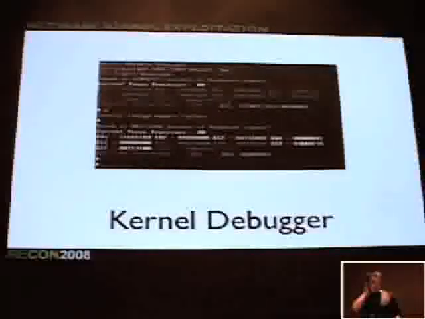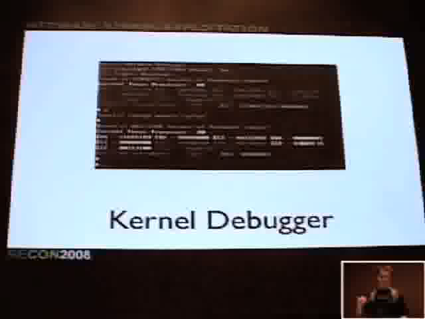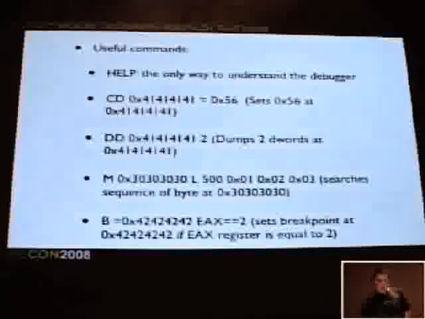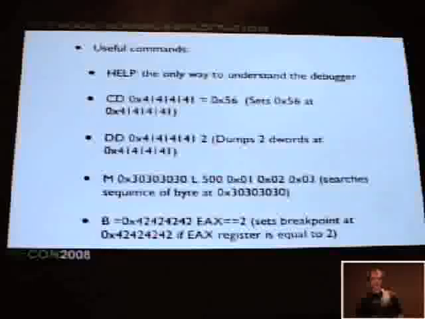Here is a quick capture of the kernel debugger. You can see all the registers and basic commands. And each time you see one line of disassembly. A useful command is help, really useful. It's the only way to really know how to use this debugger. And after that, I will just present 5 or 6 basic commands.